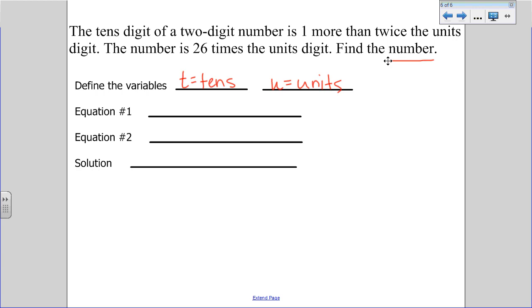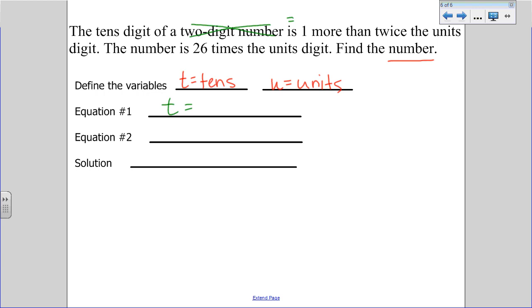All right, so let's take a look at it. It says the tens digit of a 2-digit number. This is just telling us that we're only going to have 2 variables. This 2-digit number is just kind of what we would call a distractor. None of that is going to show up in our equation. But the tens digit, that's our variable t, means equals.